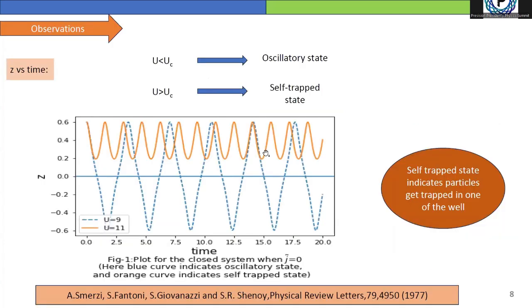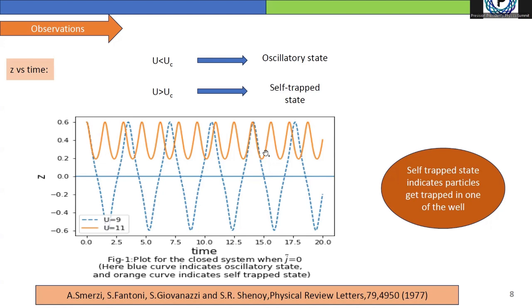Now, in this system, we have tried to see the variation of z, the number difference between the particles, with respect to time for different values of u. We can see that the z value is oscillating on both sides of the z equal to 0 line up to a certain u critical limit. But when we cross the u critical limit, the z value gets trapped on one side of the z equal to 0 line. It means that our particles get trapped in one of the wells when u is greater than uc.